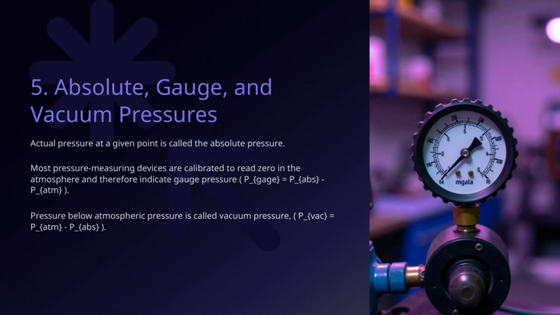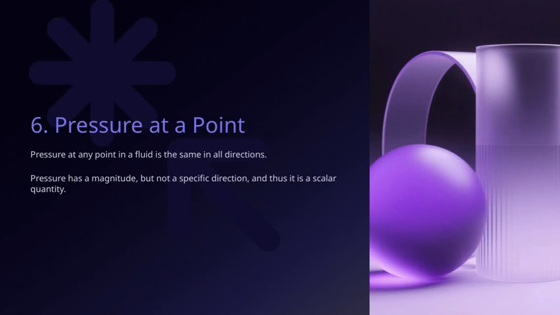It's important to understand that the actual pressure at any point, regardless of how we measure it, is called the absolute pressure. This is the true pressure exerted by the fluid or gas at that point. So, to connect these ideas, absolute pressure gives us the real, total pressure. Gauge pressure tells us the pressure relative to atmospheric pressure, and vacuum pressure refers to pressures below atmospheric levels. Recognizing these differences is crucial when working with various pressure measurement devices and understanding the overall pressure environment in a system.